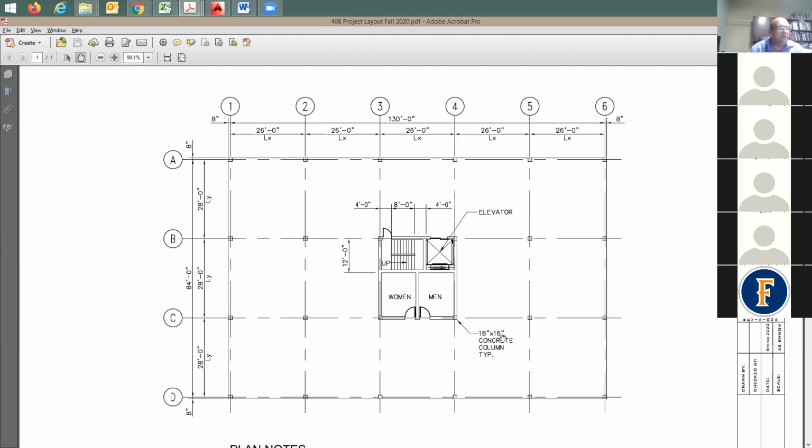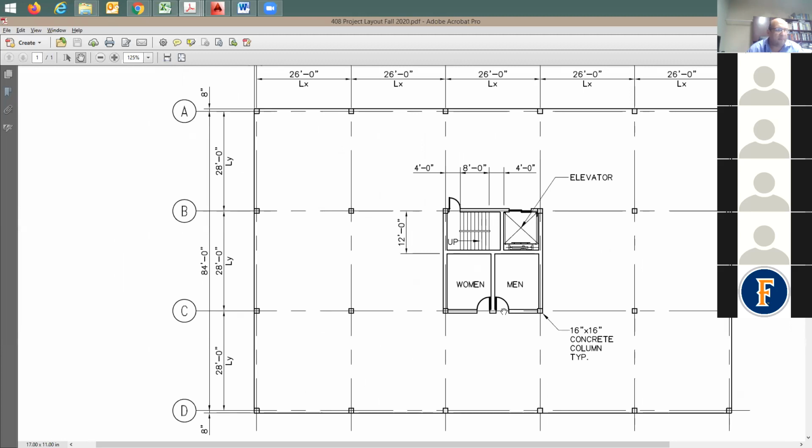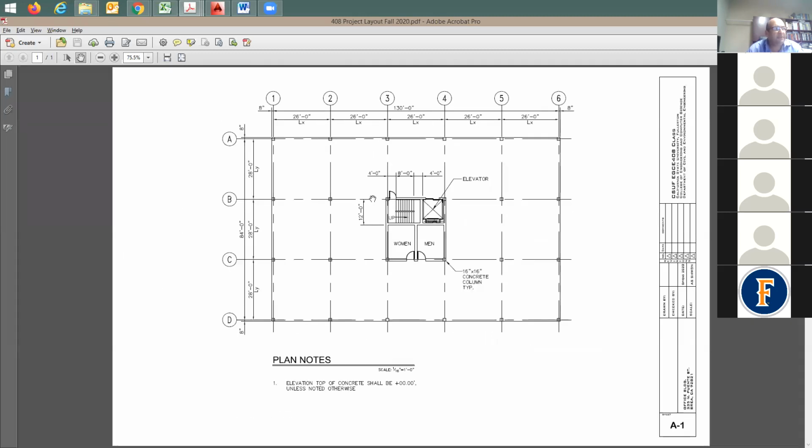We have 2 restrooms. Then we have an elevator, some stairs here, and then we have a wall here. Most likely, this wall is going to be a concrete wall. Just so you know, it's going to be a concrete wall in the perimeter. Okay? So this is what we have. This is going to be the architectural plan.